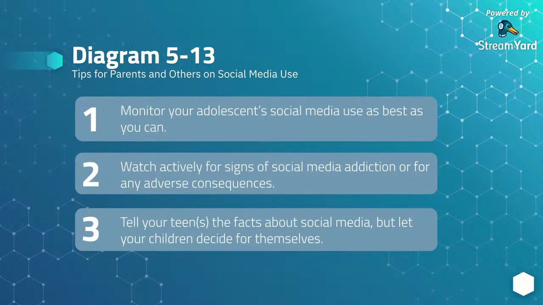The second thing you should do is watch actively for signs of social media addiction or for any adverse consequences. So, for example, if your adolescent seems to be more isolated now, then maybe that's a problem, and you should probably help them. Also, you should tell your teen or teenagers the facts about social media, but still let them decide for themselves. Providing them some independence will allow them to learn in a safe way. And it's important that teens learn how to learn from failure or mistakes.